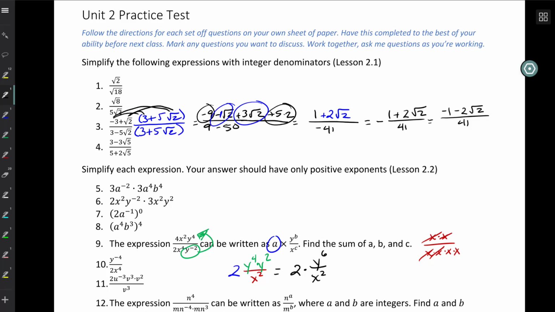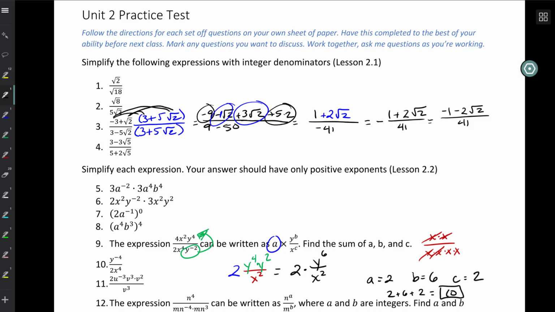So we have our a, our b, and our c. A equals 2. B equals 6. C is going to equal 2. The sum of all of those, 2 plus 6 plus 2, that's what we were ultimately asked to do. And that's going to give me 10.